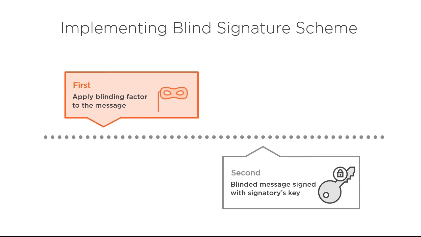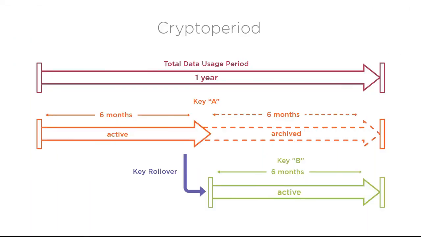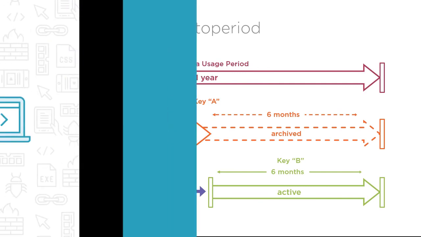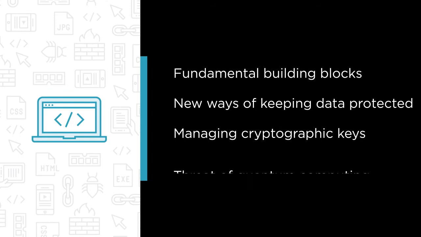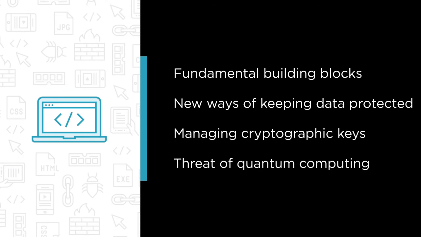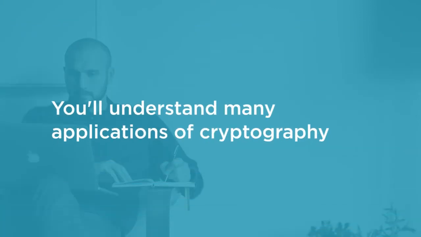In this course, you'll learn what you need to know to comfortably interact with the different applications of cryptography that we use every day. Some of the major topics that we're going to cover include the fundamental building blocks of various cryptographic applications and how to use them, new ways of keeping data protected even when it's being processed on hardware that's out of our control, managing cryptographic keys, and the threat that quantum computing poses and how to mitigate it. By the end of this course, you'll understand many applications of cryptography and how they work.